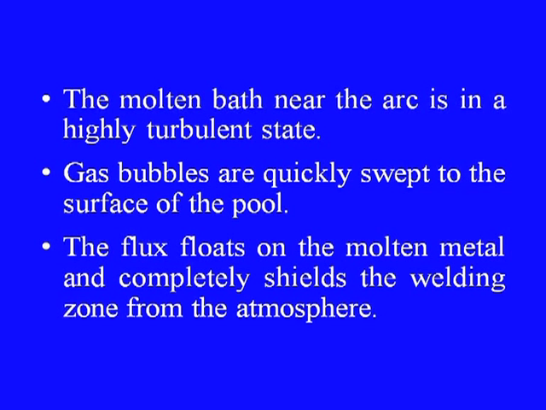The flux floats on the molten metal and completely seals the welding zone from the atmosphere. The flux blanket on the top surface of the weld pool prevents atmospheric gases from contaminating the weld metal. It dissolves impurities in the base metal and electrode and floats them to the surface. The flux can also add or remove certain alloying elements to or from the weld metal.